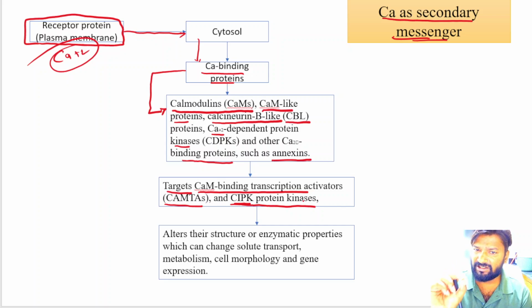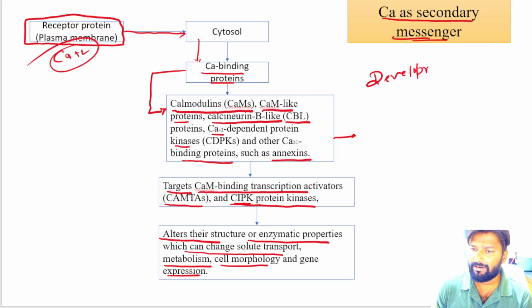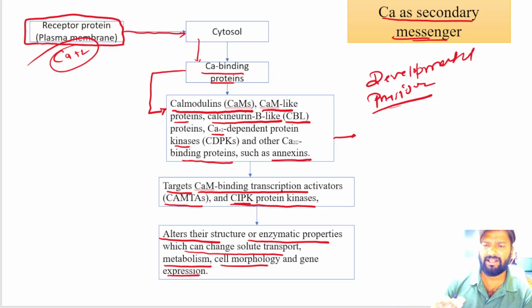So these calcium binding proteins target the AMTA and protein kinases which alter their structure and the enzymatic properties, which also can change the solute transport or the ion homeostasis or redox balance. They also regulate the metabolism, cell morphology, and the gene expression, and they regulate the developmental, physiological, and other environmental responses.